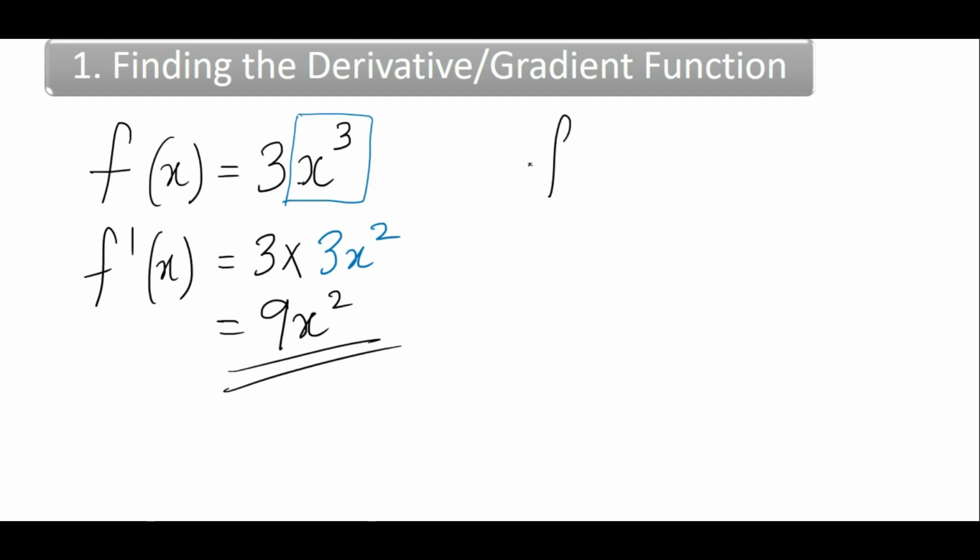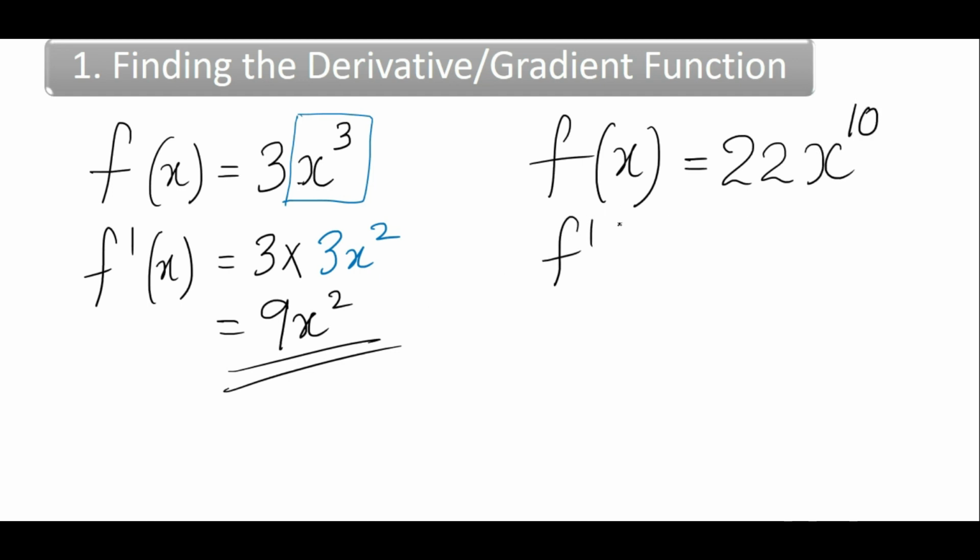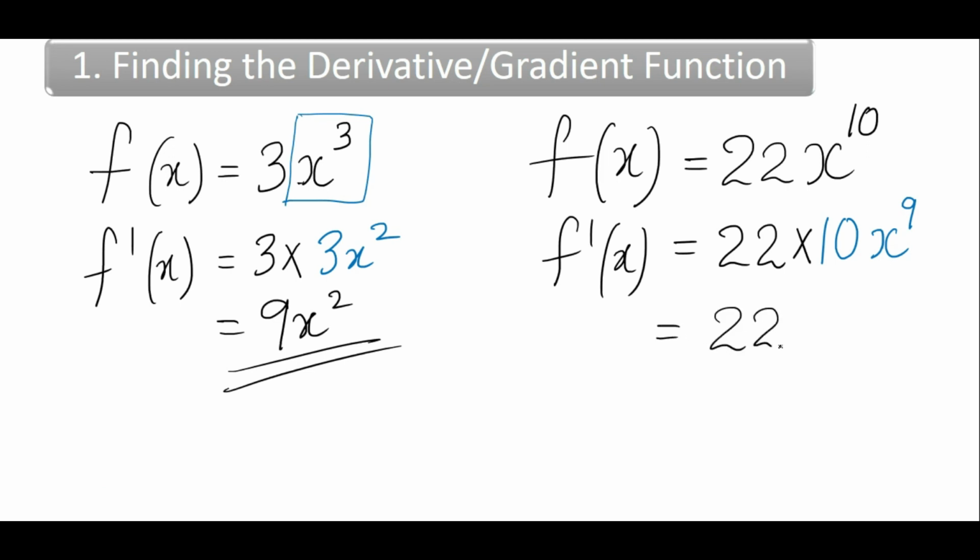Now let me give you another example where f of x is equal to 22x to the power 10. Then f dash of x will be equal to 22 multiplied by, applying the rule to x to the power 10, it's going to be 10x to the power 10 minus 1, which is 9. And your answer will be 220x to the power 9.